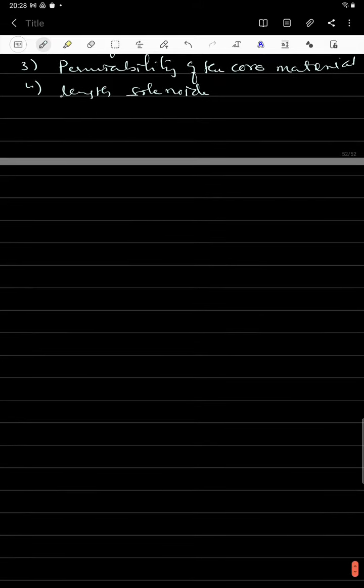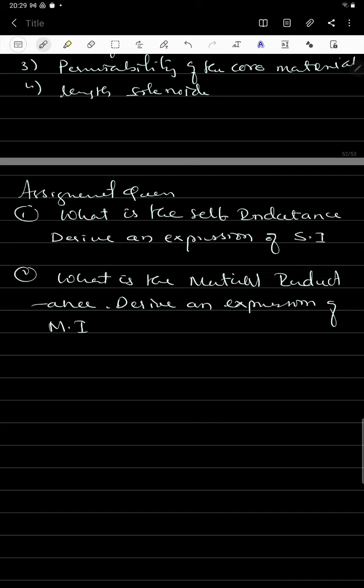So let us take assignment questions. Question 1: what is self inductance? Derive an expression of self inductance. The second one: what is mutual inductance? Derive an expression of mutual inductance.